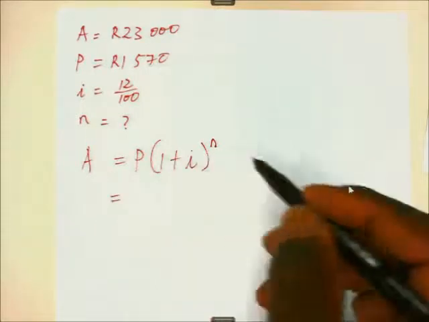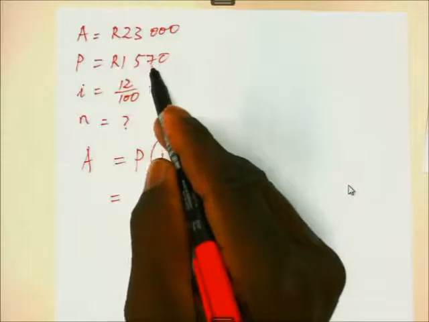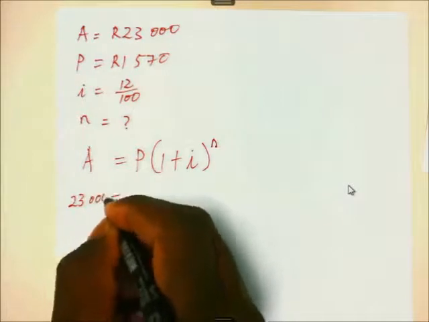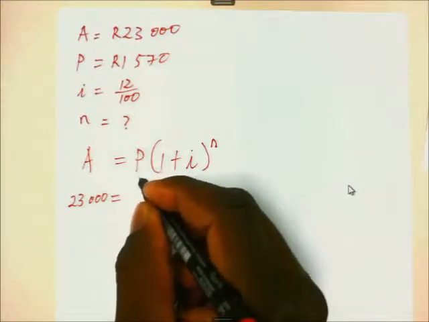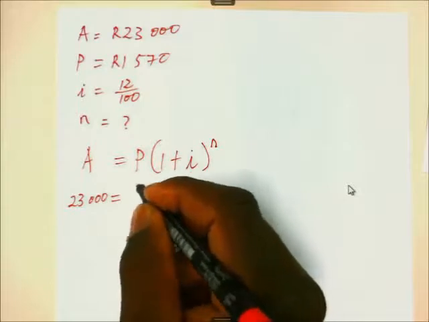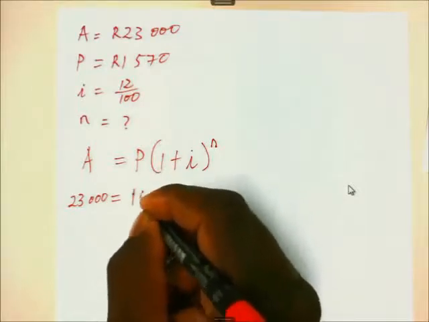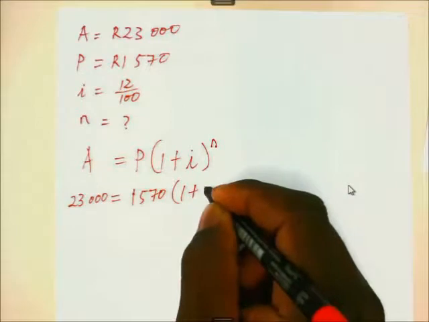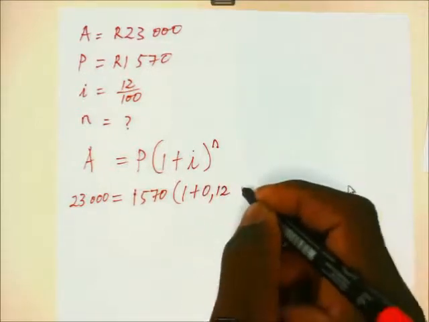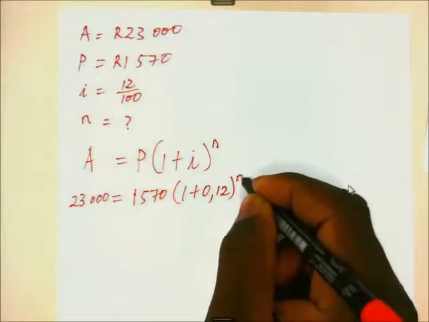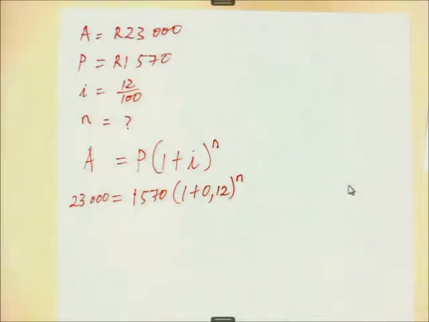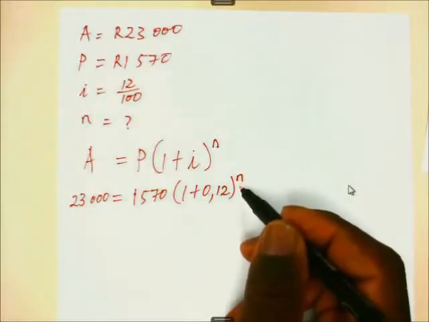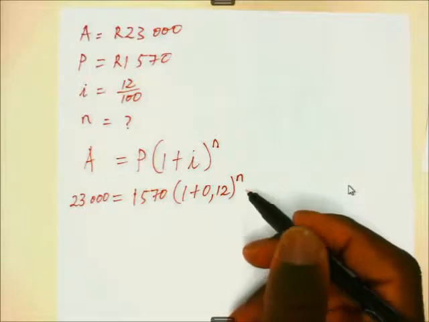So if you substitute, since we've got the data, we know what our A, our P, and our i are, so we can put them in the right place. Here it's going to be 23,000, and then our P is 1,570 into 1 plus our i, 0.12. I prefer to write it as a decimal, to the power of n. Now here you see this is an exponent. So if it involves an exponent, you can change the exponent into log form. But before we do that, let's simplify.